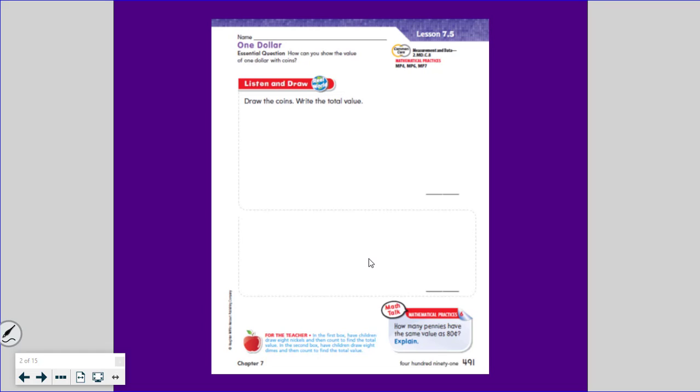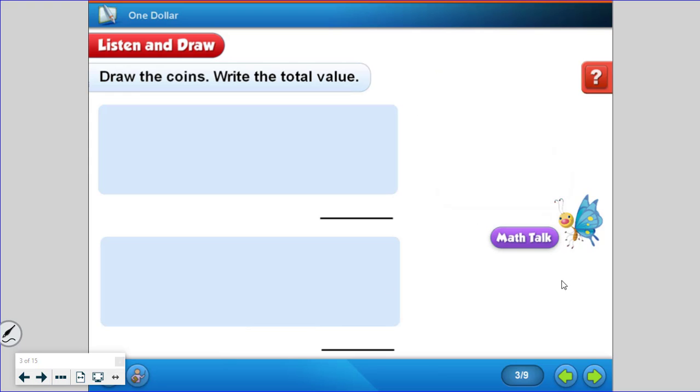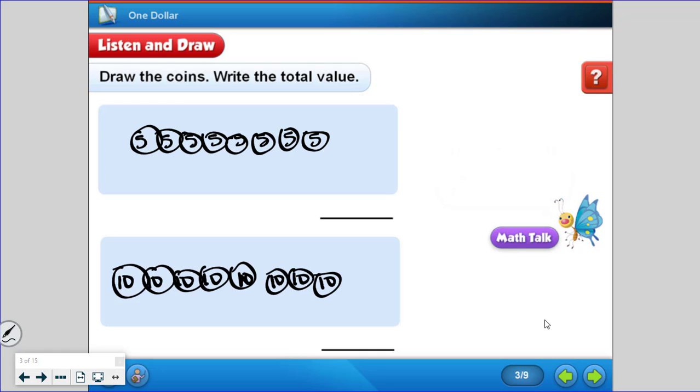Okay, so I'm going to tell you what to draw. And notice there's 2 boxes. There's a box here and a box here. So it says, draw the coins, write the total value. So in the first box, we're going to draw 8 nickels. So there's my 8 nickels. And then in the second box, we're going to draw, let's see, how about 8 dimes? So there's my 8 dimes. And now your job is to count to find the total value of the coins in each box. And so you'll write the value in the first box on the line and the value for the second box on the line with the cent symbol. So go ahead and pause your video and work through those first 2 problems.